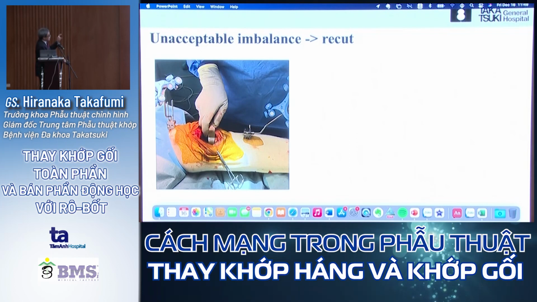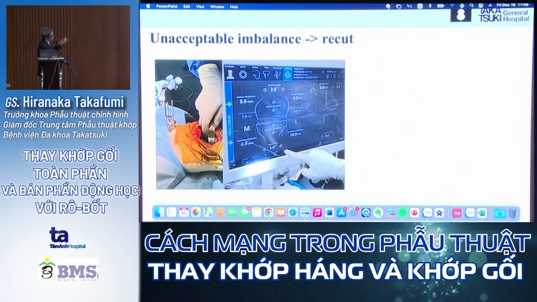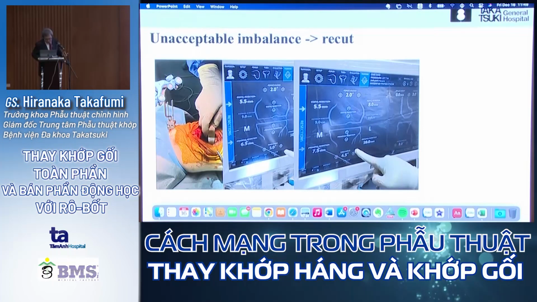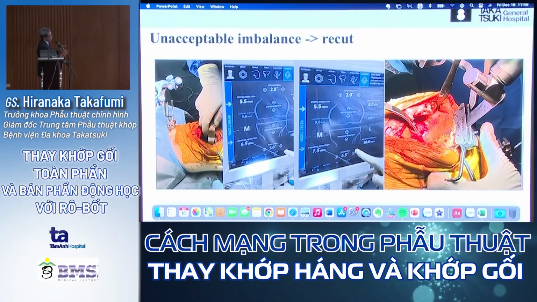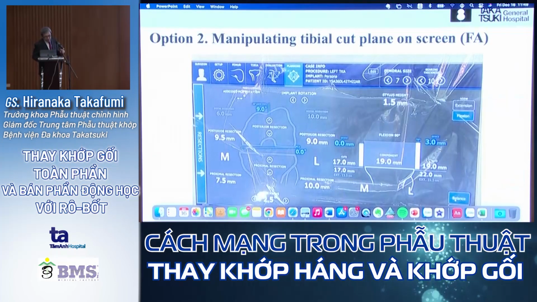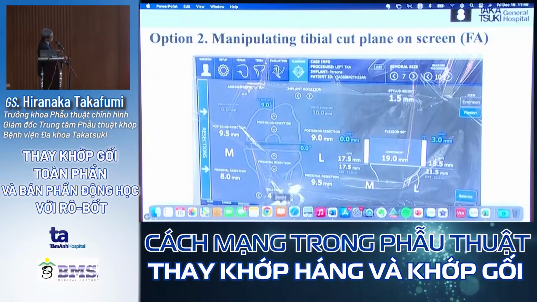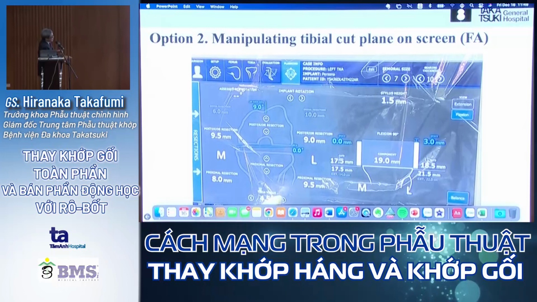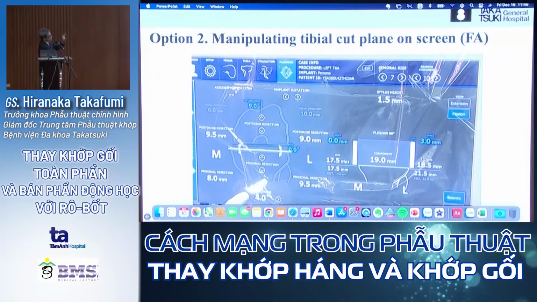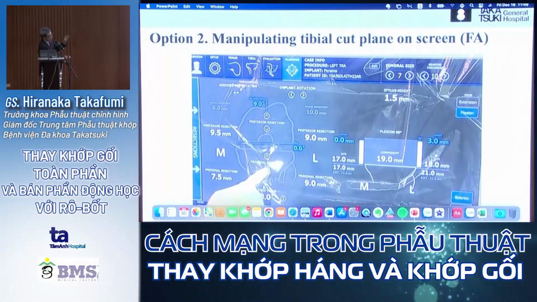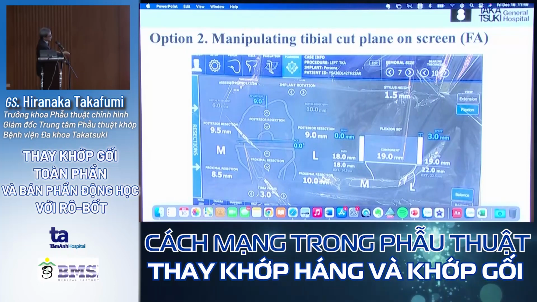So if after the first cut, the balance is not accepted, we can recut, manipulate the cutting angle, increase the tibial varus angle, and recut using a robot. So recut using a robot is very accurate and very easy. And the second option is to manipulate the cutting plane on the screen. In the current robotic system, if we manipulate the cutting angle and cutting thickness and the estimated gap balancing, this is the sum of bone cutting thickness and the soft tissue laxity that can be displayed on the screen. Then referencing these values, we can manipulate the alignment of the cutting plane and thickness of the bone cut.